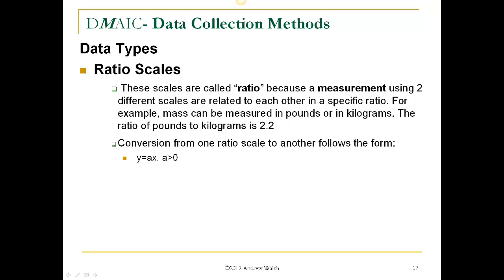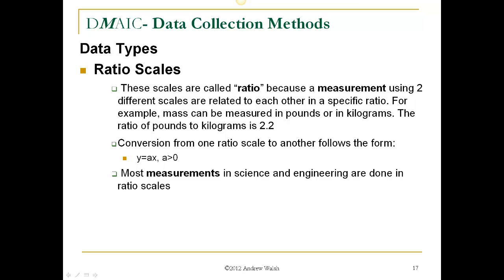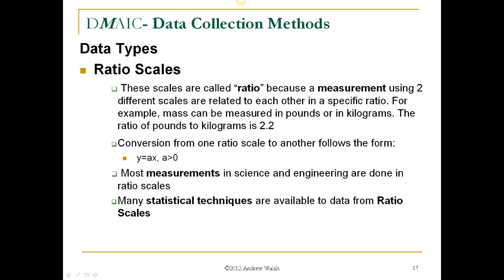Ratio scales. These scales are called ratio because measurements using two different scales are related to each other in a specific ratio. For example, mass can be measured in pounds or in kilograms. The ratio of pounds to kilograms is 2.2. Conversion from one ratio scale to another follows this form, y equals ax. Most measurements in science and engineering are done in ratio scales. Many statistical techniques are available for data from ratio scales, and ratio scales also have units of measurement.